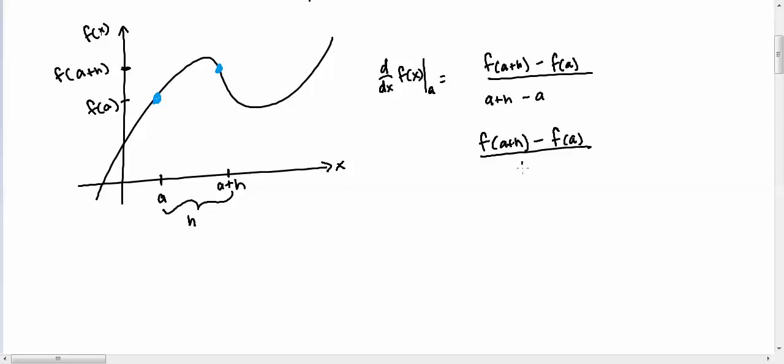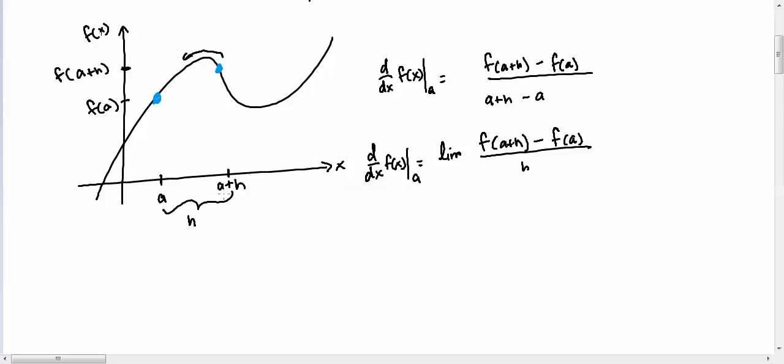And I'm taking the limit as what? Look, what are we doing? I'm taking the limit as something gets closer to something else. What I'm doing is, look at the second bead. I'm moving the second bead along this function, and I'm making it get closer and closer to that first bead, right? So h, does it get bigger or smaller?